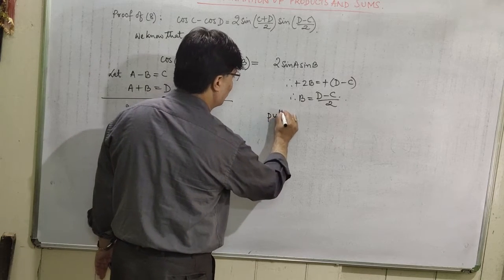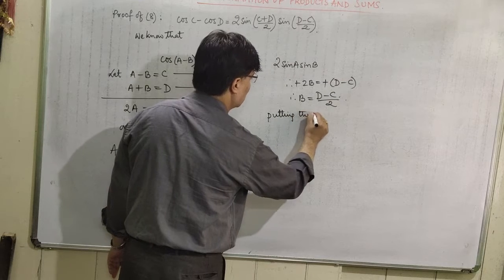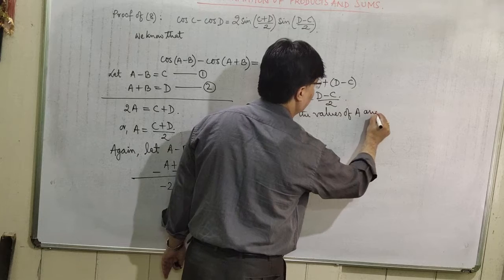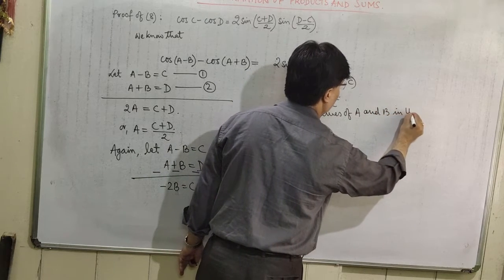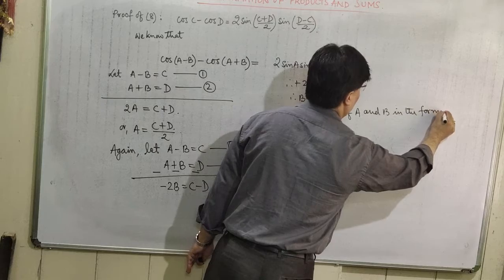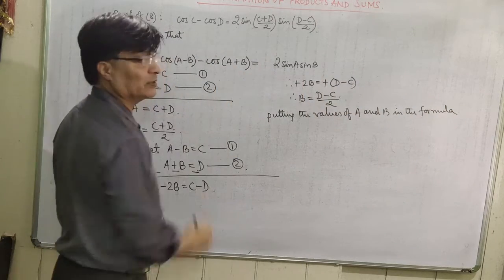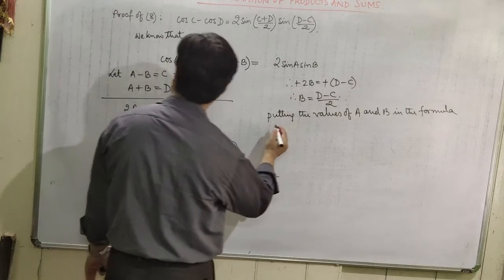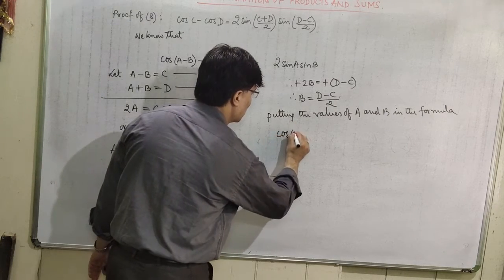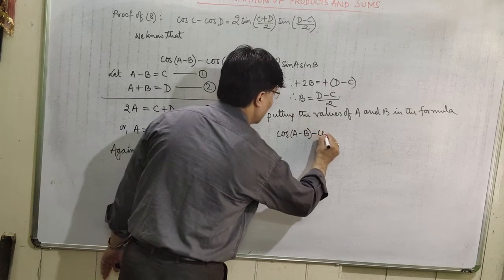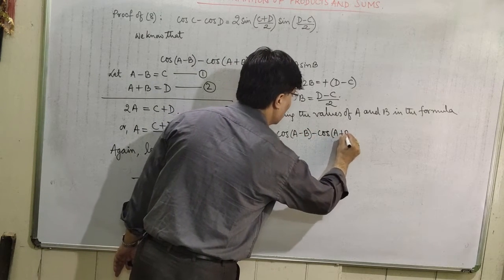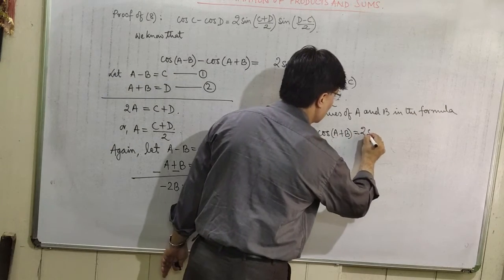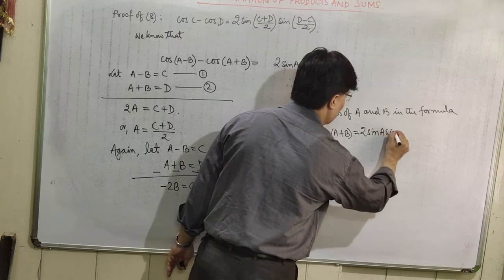So putting the values of a and b in the formula that we have just written out here, that is cos of a minus b minus cos of a plus b is equal to 2 sin a sin b. So let us write down the formula again. So it is cos of a minus b minus cos of a plus b, which is equal to 2 sin a sin b.